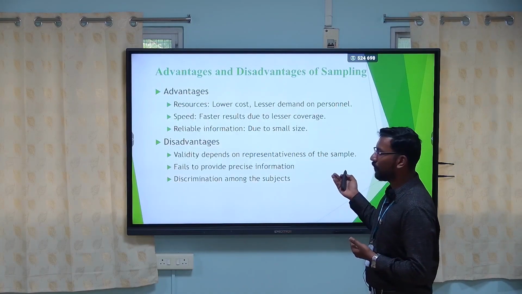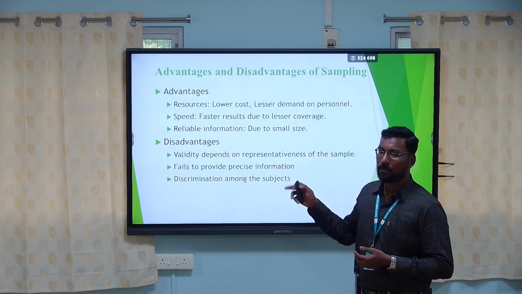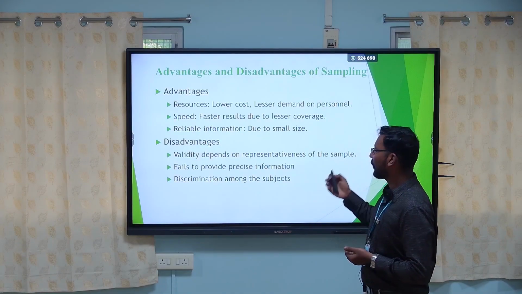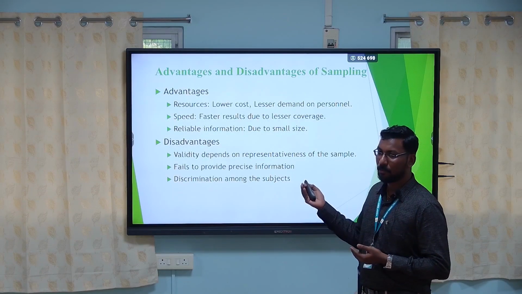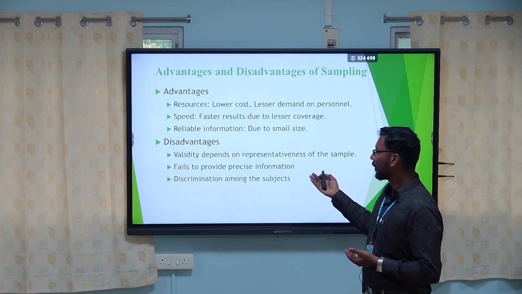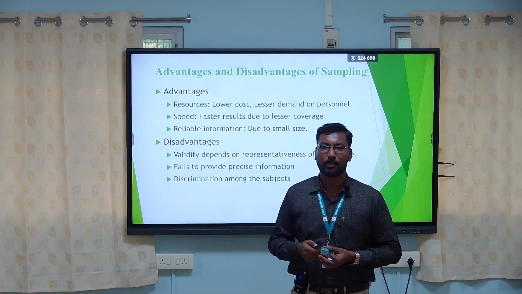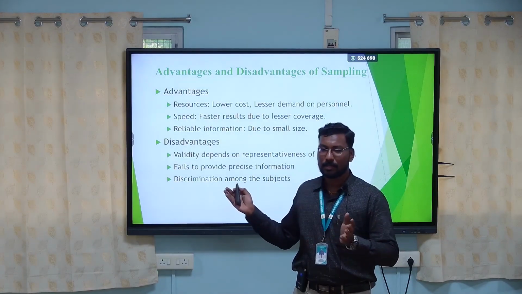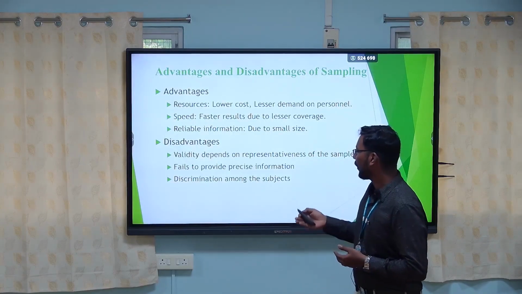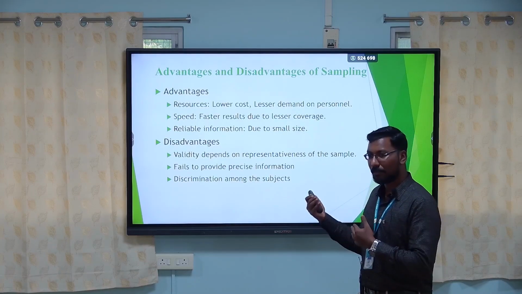And the advantages and disadvantages of sampling. Advantages: it's cost effective because definitely a smaller number of manpower is involved and time is less, speed is more. Reliability is more because you are getting only a small amount, so you can manipulate it very easily. And disadvantages: the validity definitely matters, because when a large population is represented by a small unit of people, we cannot rely on it. There is discrimination among the subjects, and it fails to provide precise information because of the representation.